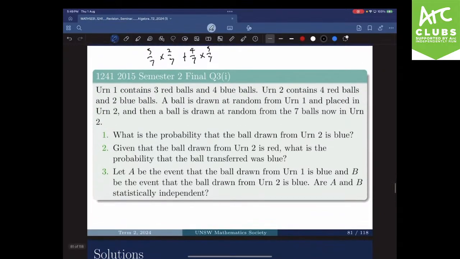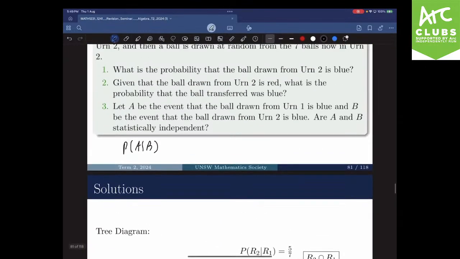Next, question 2. Given that the ball drawn from urn 2 is red now, what is the probability that the ball transferred was blue? Once again, remember P of A given B, identify B. B is that the ball drawn from urn 2 is red. And then my A, the event I want to find the probability of, is that the ball transferred was blue.